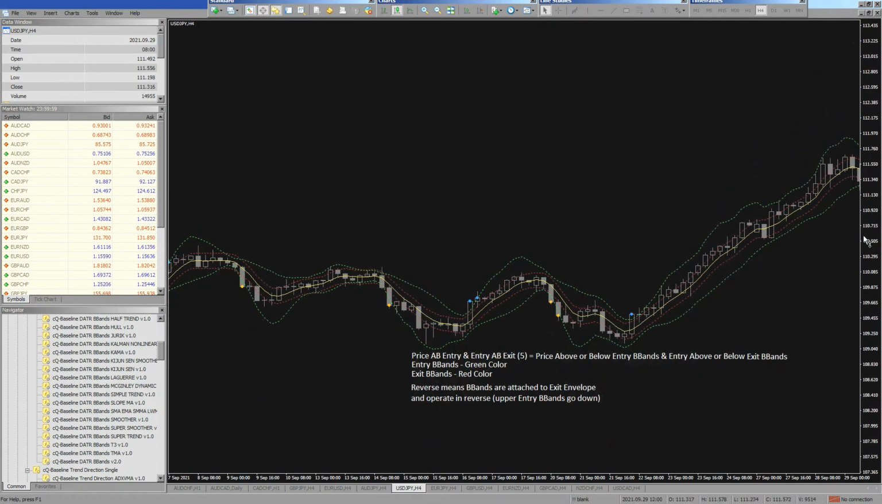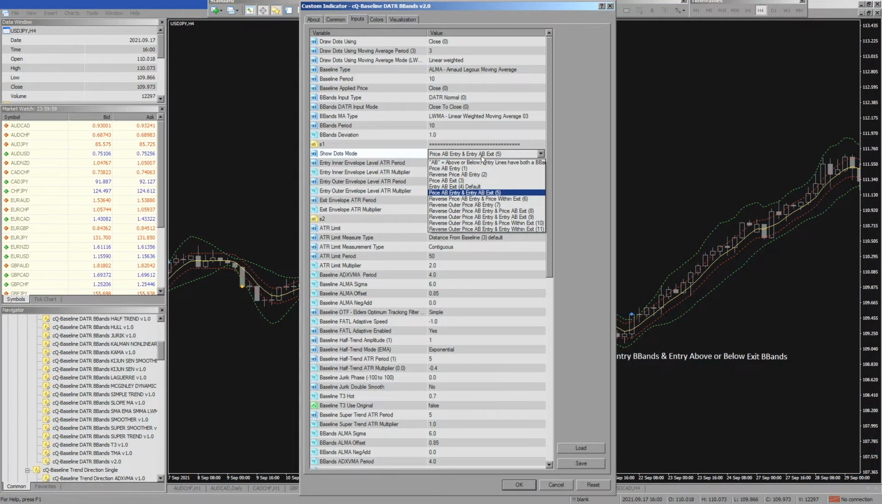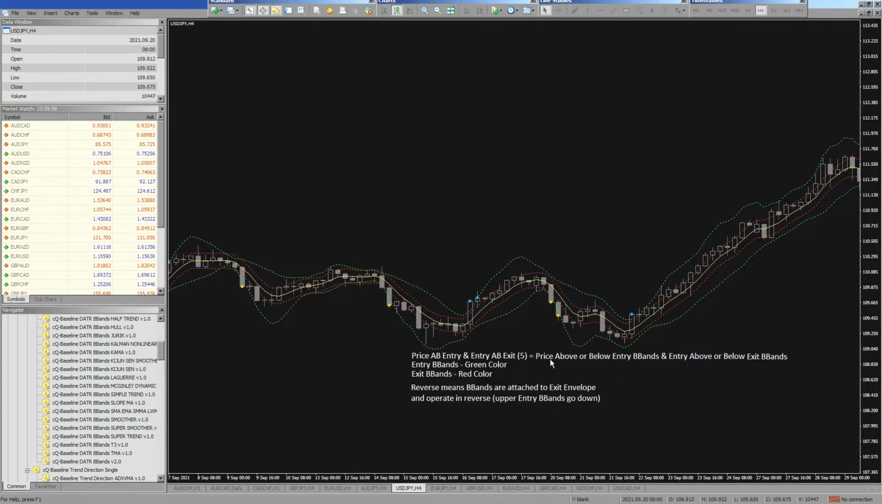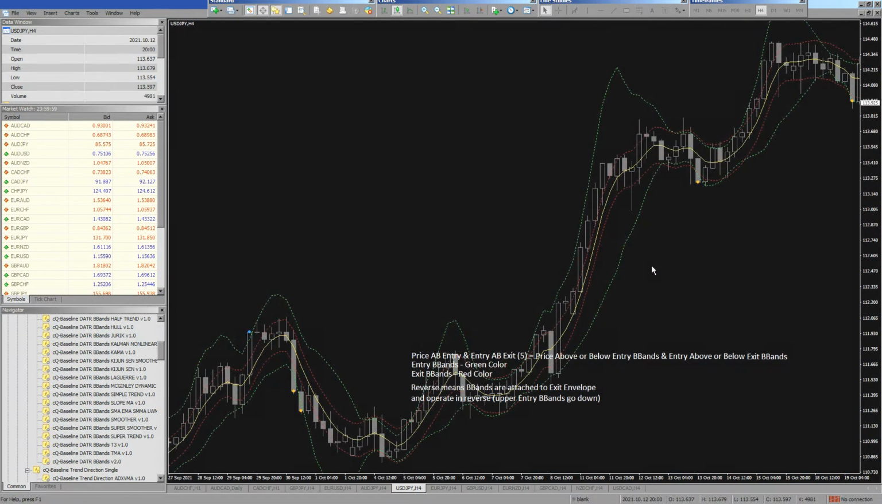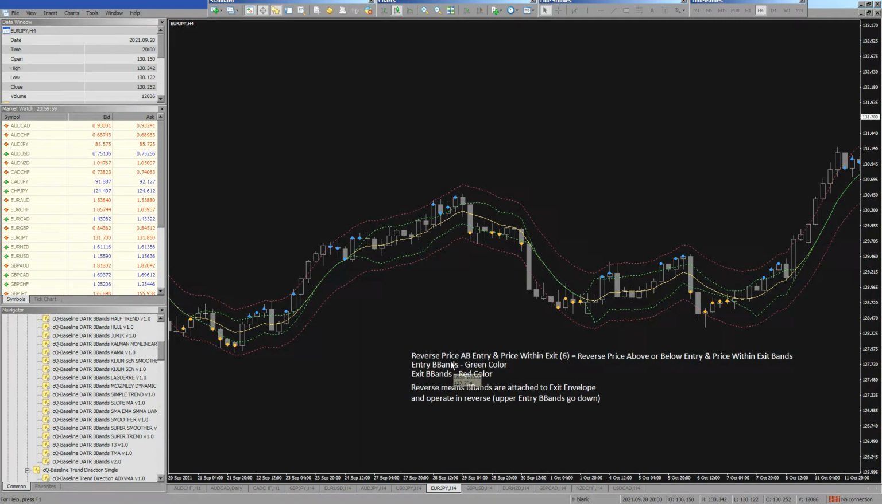The next mode is when price is above the entry and the entry is above the exit, or below the exit. So price is either above or below the entry bands, and the entry bands are above or below the exit bands, which is what we have here. Because here we have price above both the exit and entry bands, and the entry band is above the exit band. Same here. This is not a bad algorithm. I think it's okay.